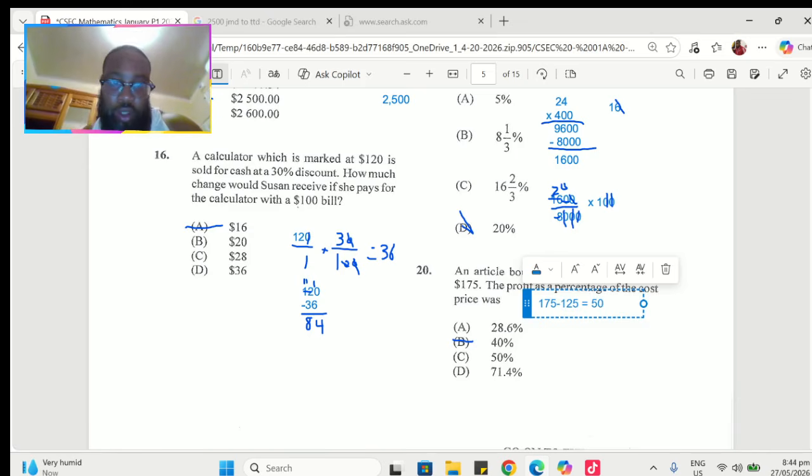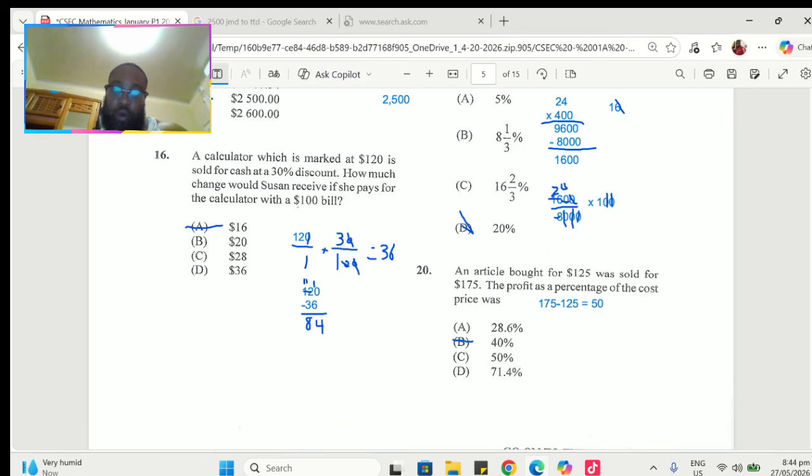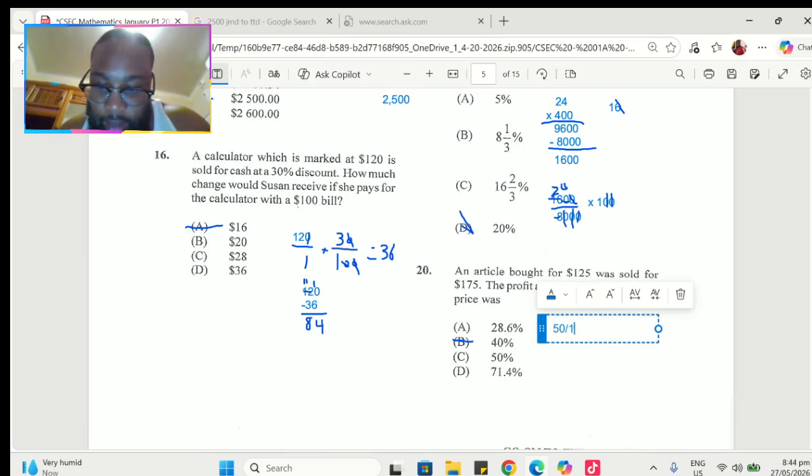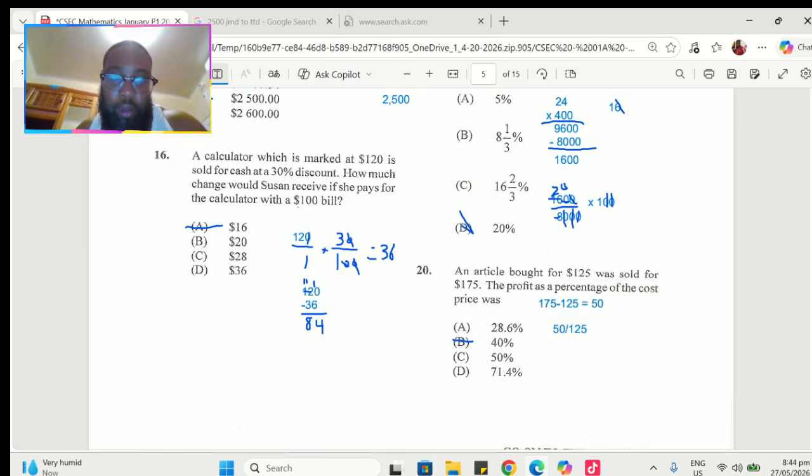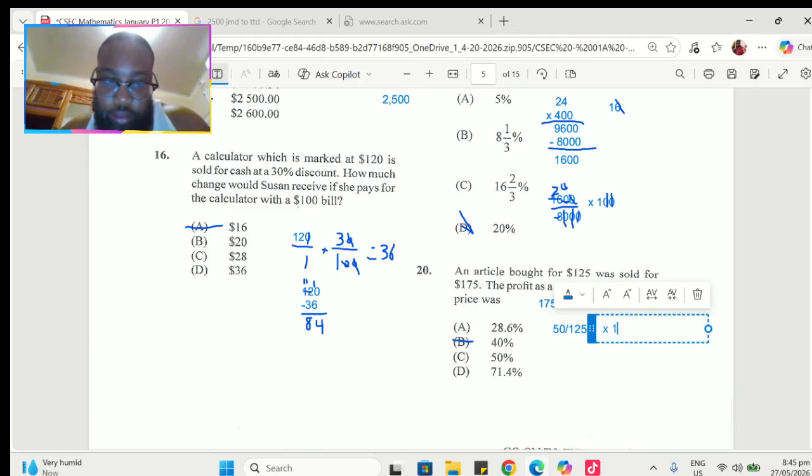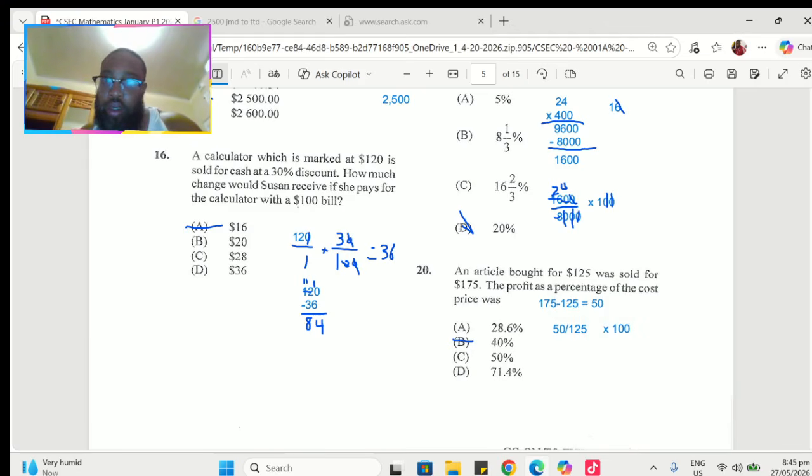And then they wanted to know the profit as a percentage of cost. The cost is 125. So I take the 50 divided by the 125 and multiply that by 100. 50 into 50, 25 into 125, 5, 5 into 5, 1, 5 into 100, 20, 2 by 20, 40%.